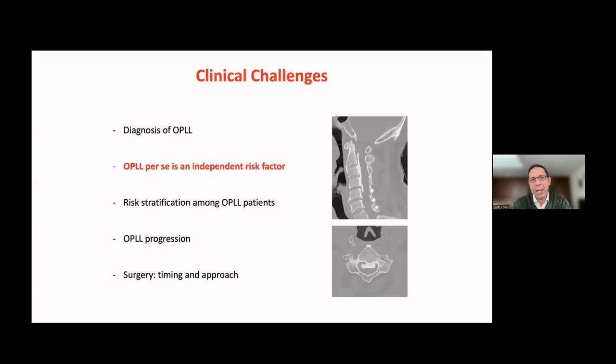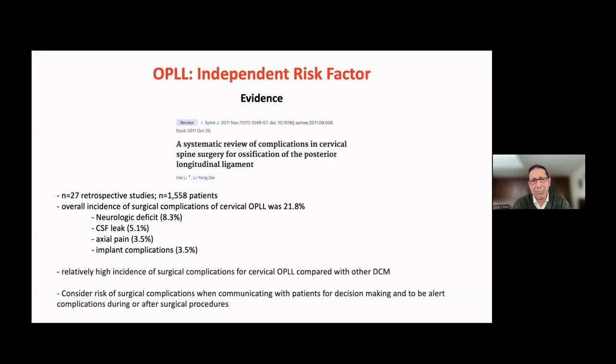Again, from this study, we should not be offering prophylactic surgery, but educate patients about relevant symptoms and signs of myelopathy. The second challenge is that OPLL per se is an independent risk factor. In this study with 1,500 patients, the overall incidence of complications was slightly superior to 20%: neurological deficits 8.3%, CSF leak, axial pain, implant complications. So there is a high incidence of surgical complications in OPLL patients compared with other forms of myelopathy. Consider the risk of surgical complications when you communicate with patients for decision-making, and be alert for complications during and after the procedures.